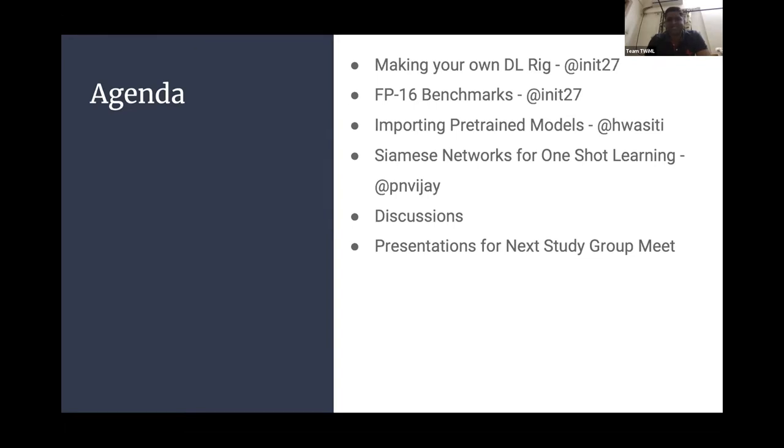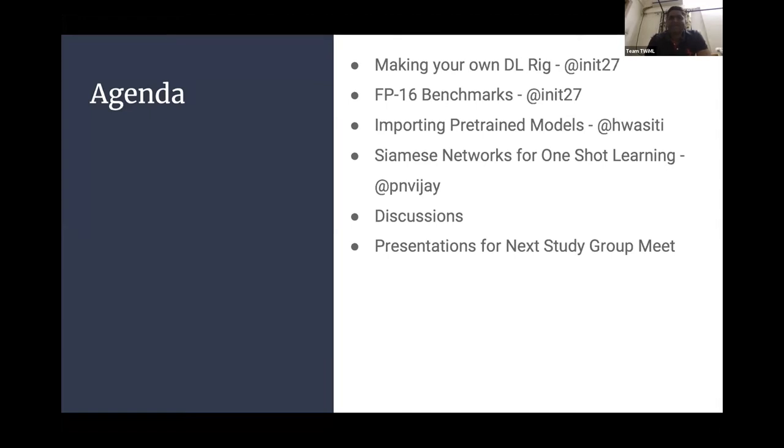The second is a very specific topic on FP16, the 16-bit floating point precision. Sanyam has run some benchmark tests on that to see whether it really helps in reducing the memory footprint and increasing the batch size, and thereby the performance.